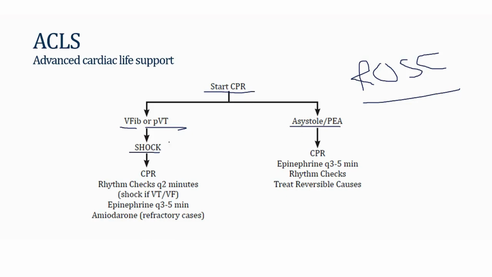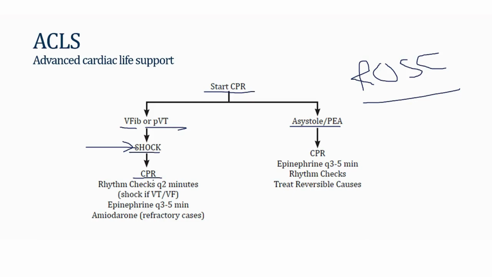non-shockable rhythms. In patients with VFib or pulseless VT, after you deliver a shock, if you achieve return of spontaneous circulation, then you stop. If, however, the rhythm persists and the patient remains in cardiac arrest, then you want to go back to doing CPR. Because remember, when you're not doing CPR, you're not circulating blood through the patient's body.